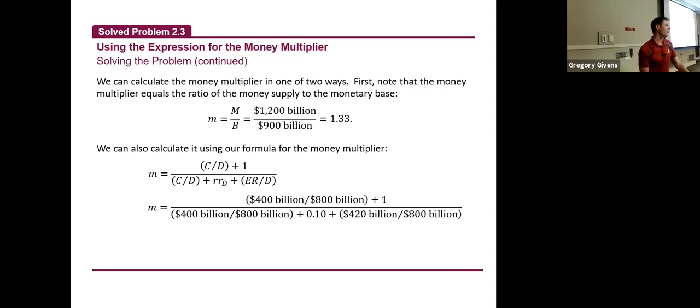Now, if you've done this problem right, you should get the same answer that you got in the first part here, 1.33. I got 1.5 over 1.125. Either of those methods works. I usually like the path of least resistance personally, so I will sometimes use this. But in other situations, you might only have information on these ratios, in which case you'll want to use the formal multiplier formula.